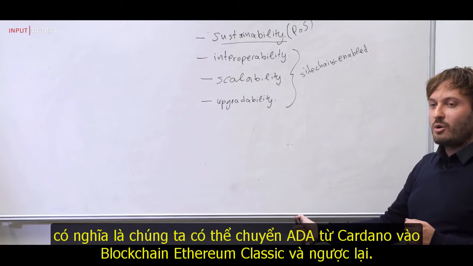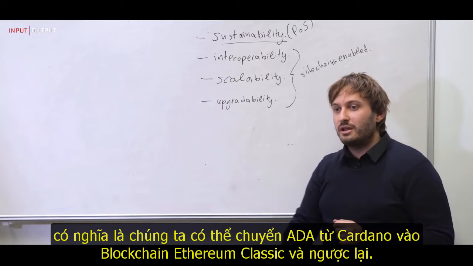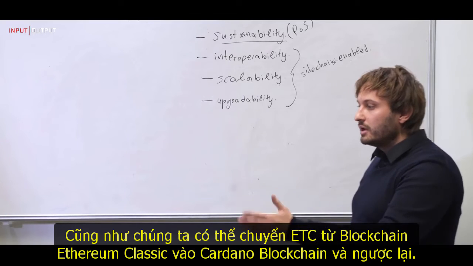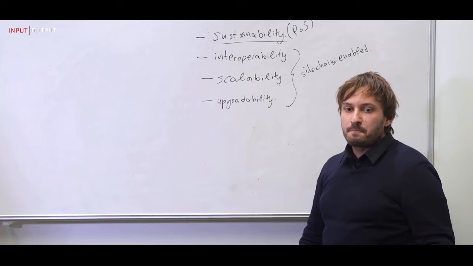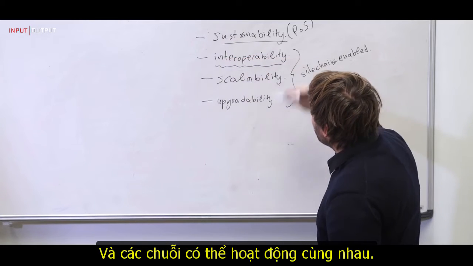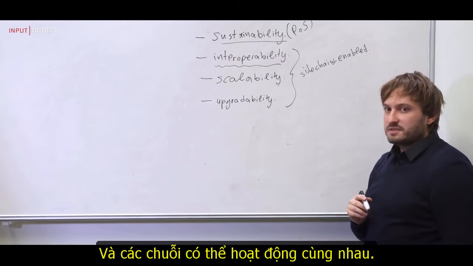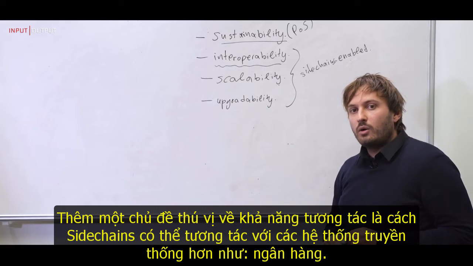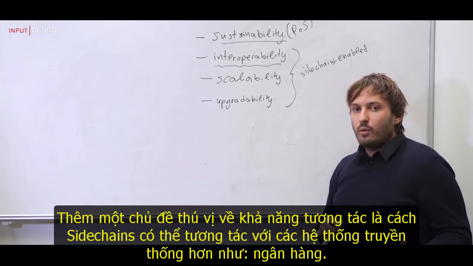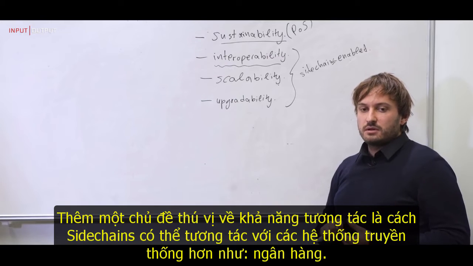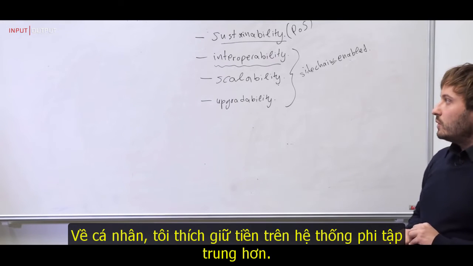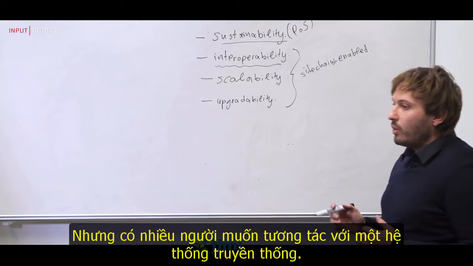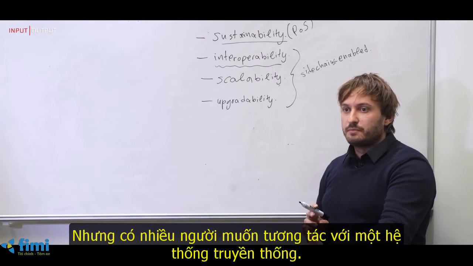could move ADA from Cardano into the Ethereum Classic blockchain and back, but also vice versa. We could move Ether from the Ethereum Classic blockchain into the Cardano blockchain and back. So these chains can work with one another in this manner. Now, one exciting topic about interoperability is how these sidechains could interoperate with more traditional systems like the banking system. So I personally prefer to keep my money decentralized, but many people want to interoperate with a traditional system.